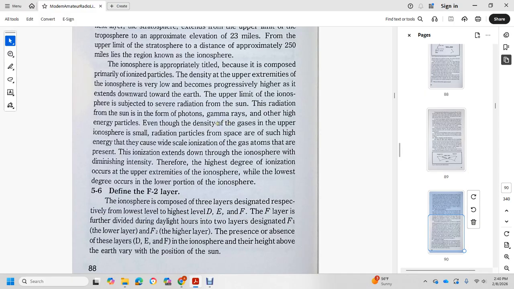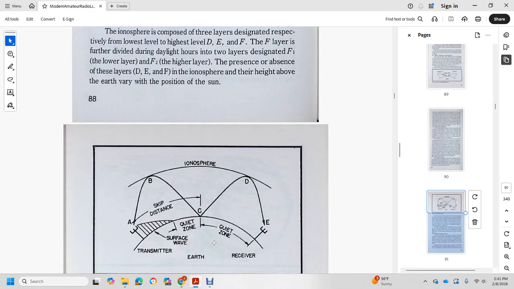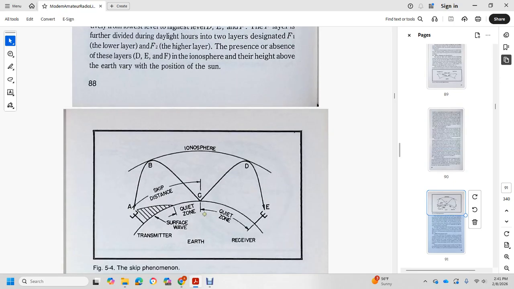Figure 5.6 shows the ionosphere composed of three layers, designated from lowest to highest as D, E, and F. F is present during the daylight hours, split into two layers designated F1, the lower layer, and F2, the higher layer. The D and E layers are absent at night. The height of the layers above the Earth varies with the position of the sun. The figure shows the transmitter, surface wave, quiet zone, receiver, and skip distance.